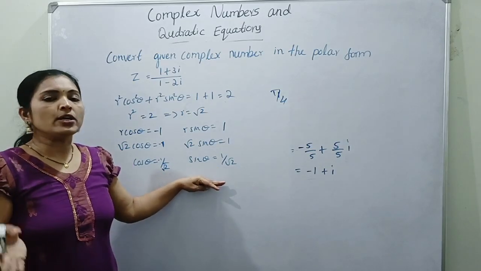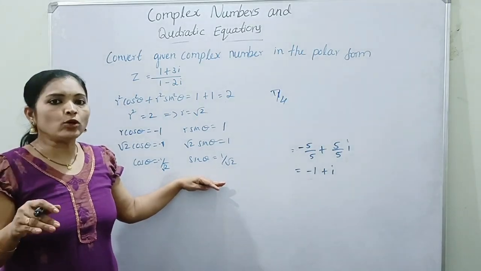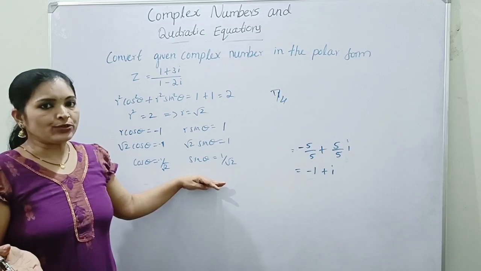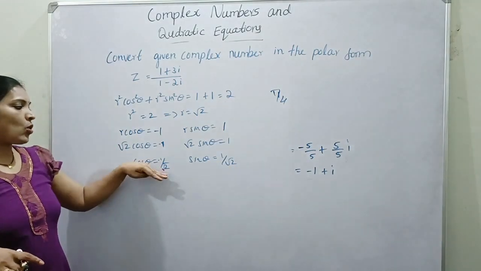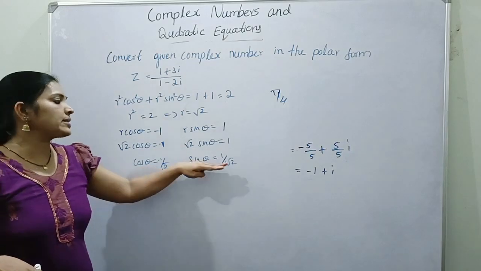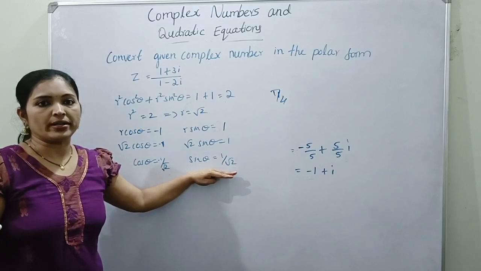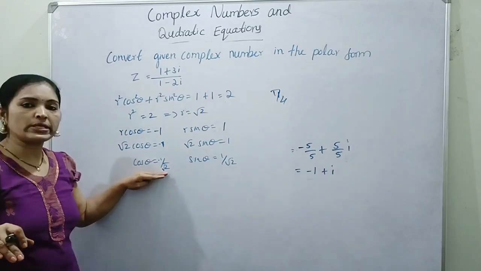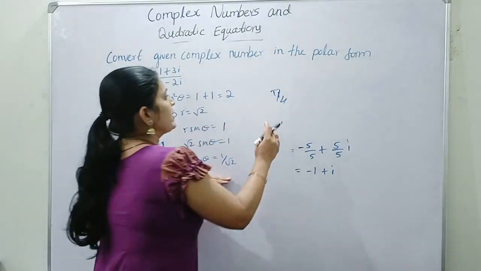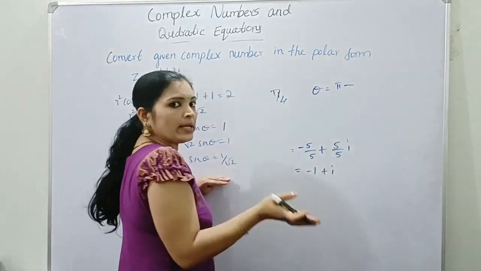In the second quadrant, cos is negative and sin is positive, isn't it? So here we have cos value negative and sin value positive. Therefore theta lies in the second quadrant, because in the second quadrant sin is positive and cos is negative. Therefore we can write theta is equal to pi minus, in the second quadrant.